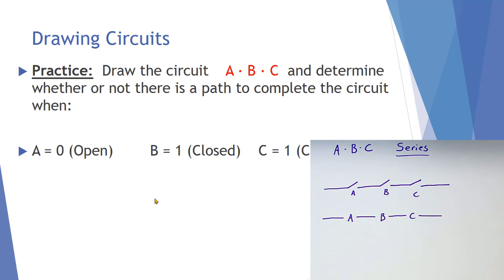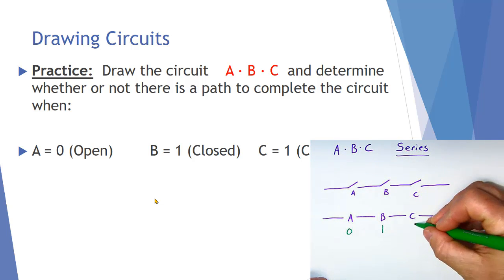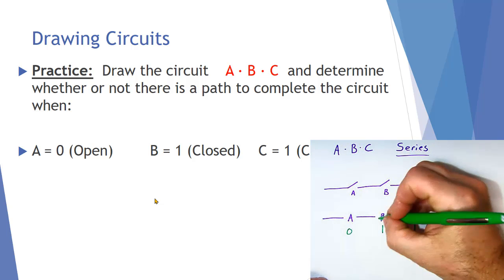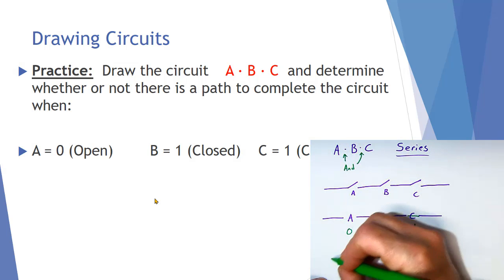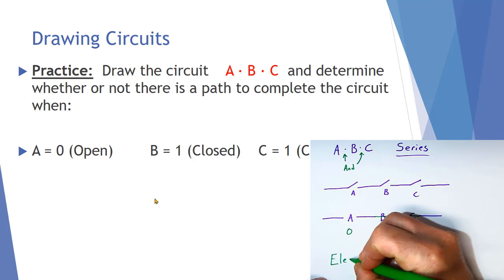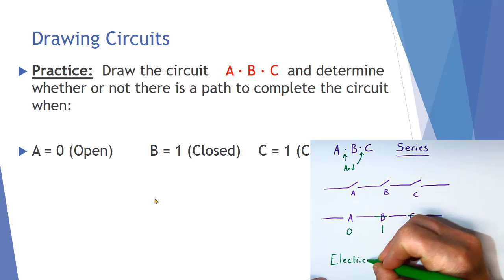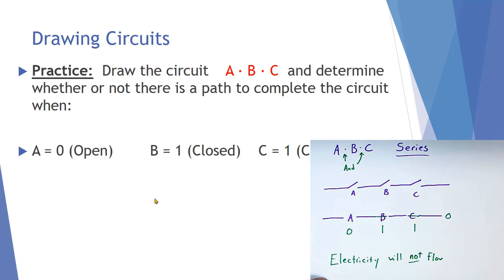Now, will there be a path when A is 0, B is 1, and C is 1? That means B is closed and C is closed, but A is open? No, you can see that any one of these being broken breaks the entire circuit because we have to have A and B and C closed according to our Boolean logic, because Boolean multiplication means and after all, and so we can conclude here that electricity will not flow. And so the overall outcome of our circuit here is a 0.